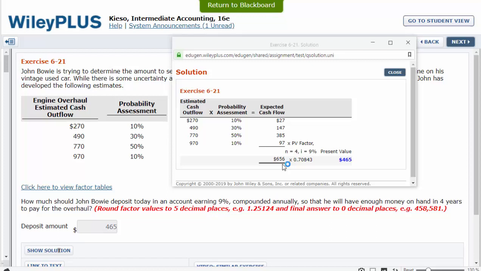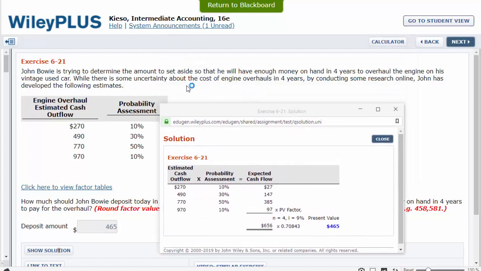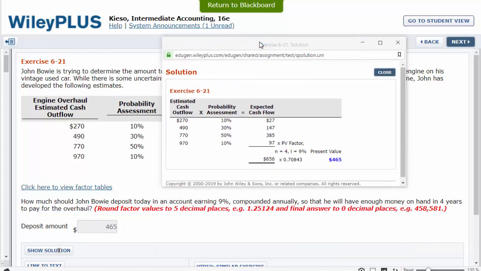And then we say, well, then we have to figure out what the present value of that is. So we've got to use the present value factor, and it's 4 years from now at the interest rate of 9%. Why do we know that? Because he wants to know what he has to set aside today to pay for that overhaul in 4 years. Okay? And they told us to use 9%. So the factor that they come up with is 0.70843.